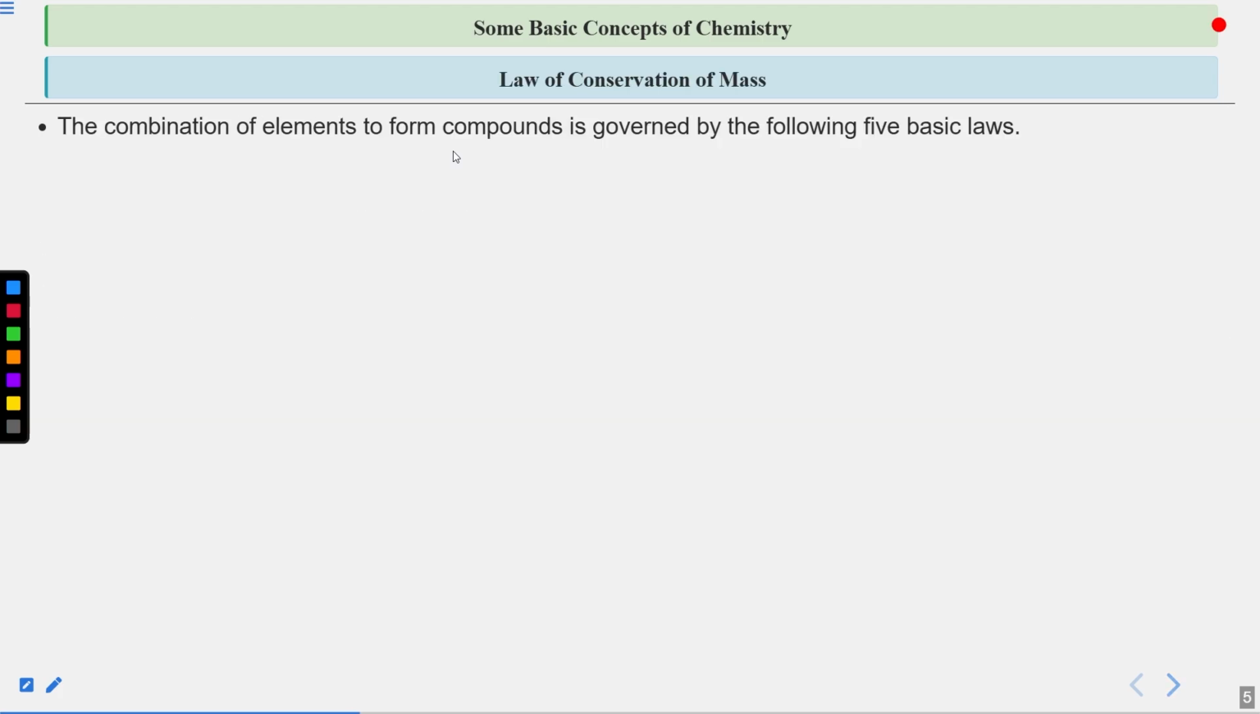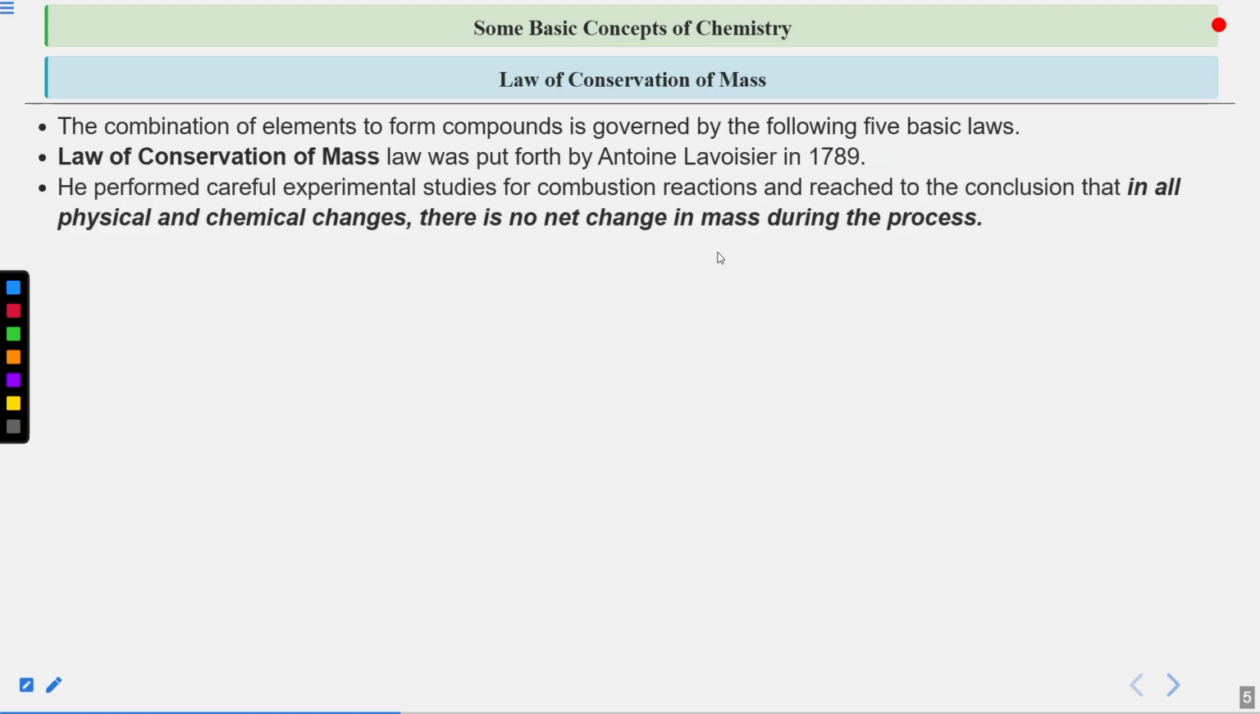So first of all, we will talk about the law of conservation of mass. So this was one of the 5 basic laws. This was given by Antoine Lavoisier in 1789. The law says that if physical and chemical changes are carried out, then there is no net change in the mass during the process.